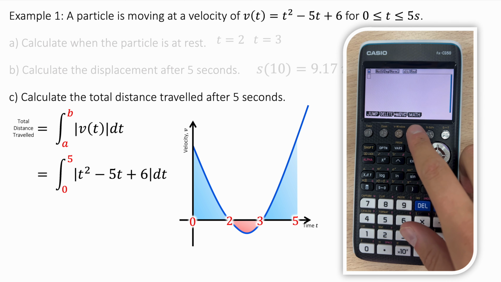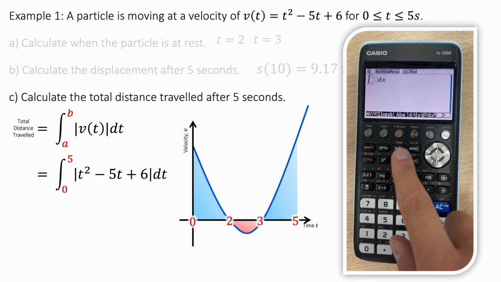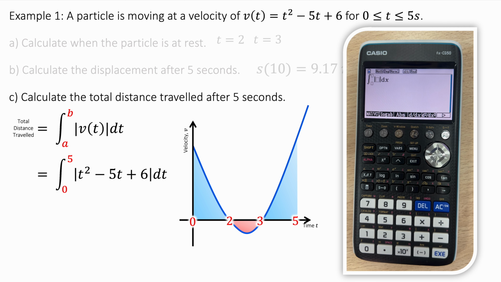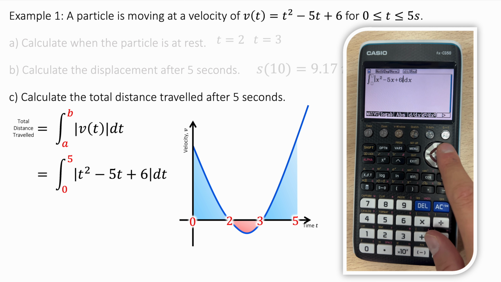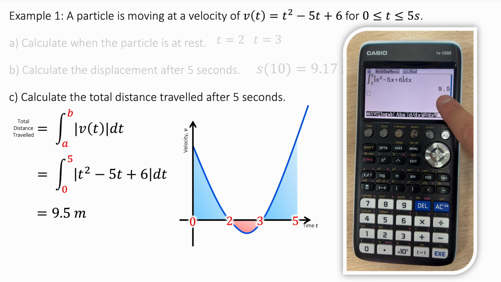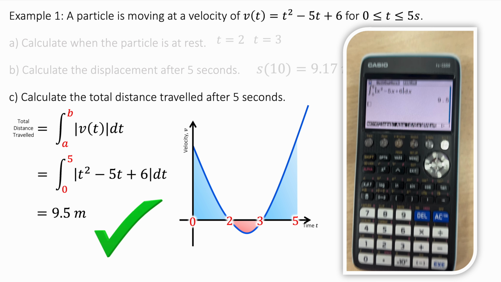On the calculator, it looks like this. We go to maths, then the integral symbol here, and type in our velocity. The ABS button gives you the absolute value. Look at the buttons I'm pressing. I'm typing in my function now, between 0 and 5, and I press EXE, and I get the answer 9.5 meters, which is the total distance travelled.